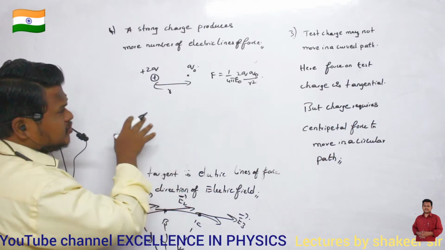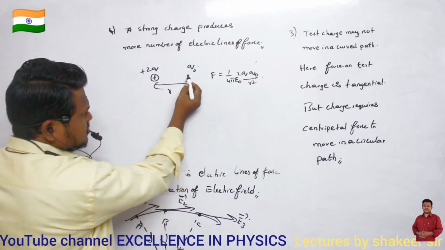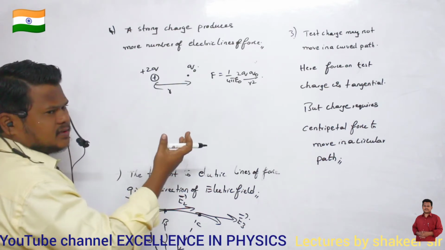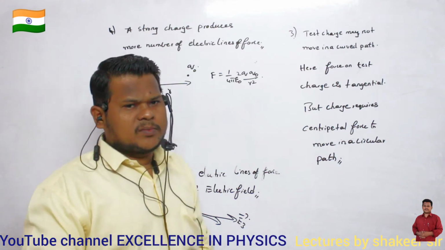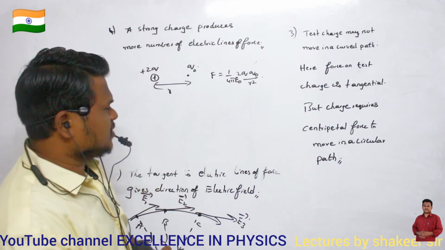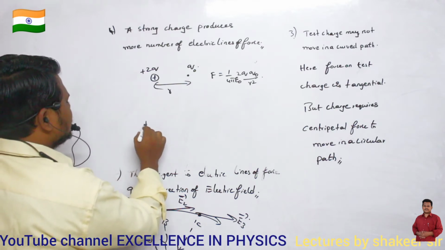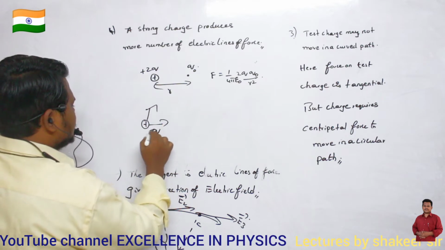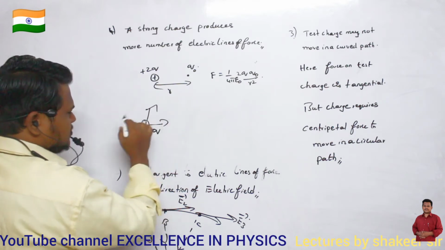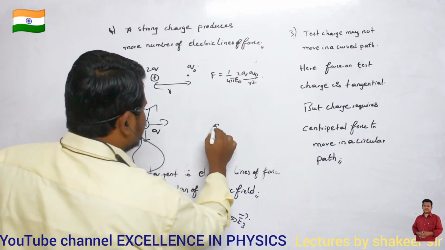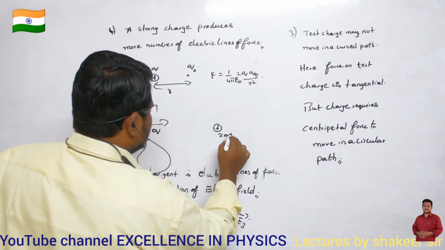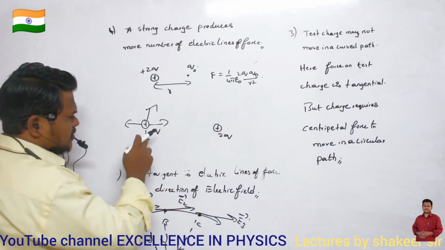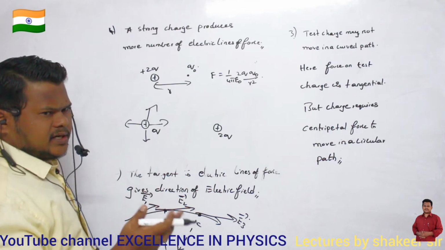How is the force of attraction getting doubled? Because we assume that more number of electric lines of force are experienced by this test charge. So if a charge is stronger, then we assume that it will generate more number of electric lines of force. For example, if you place some charge Q, let us suppose 1, 2, 3, 4 electric lines of force it is giving. Similarly, if I take a charge 2Q, double of this one, then how many electric lines of force must it give? It must give 8 electric lines of force.